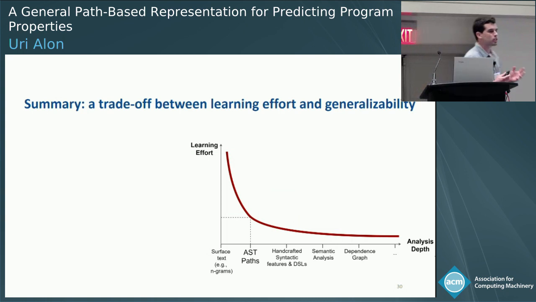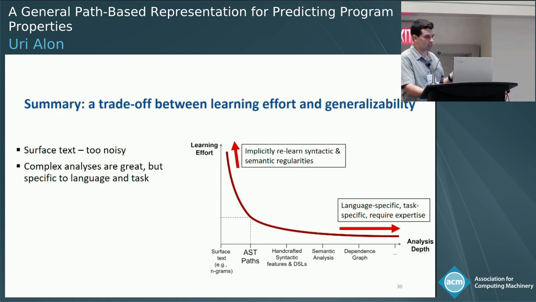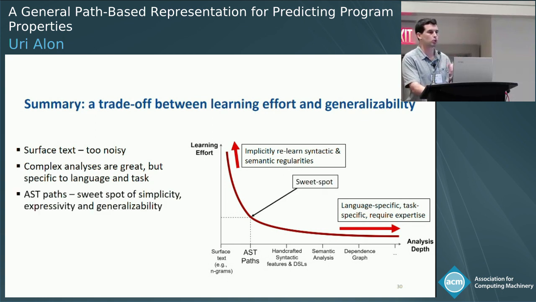So to summarize, we see code representation as a trade-off between the learning effort that is put on the learning algorithm and the ability to generalize to other programming languages and tasks. Using the surface text is too noisy and puts a lot of effort on the learning algorithm because the learning algorithm implicitly needs to relearn syntactic and semantic regularities. Using more complex analyses, such as domain-specific languages, handcrafted syntactic features, semantic analysis, and using the dependence graph, these are all great, but the more complex they are, the more language-specific, task-specific they become, and they require more domain expertise. We see AST paths as the sweet spot between these two approaches.